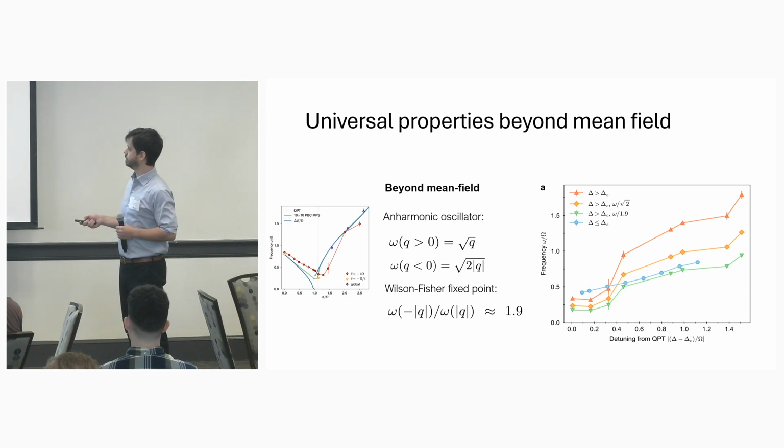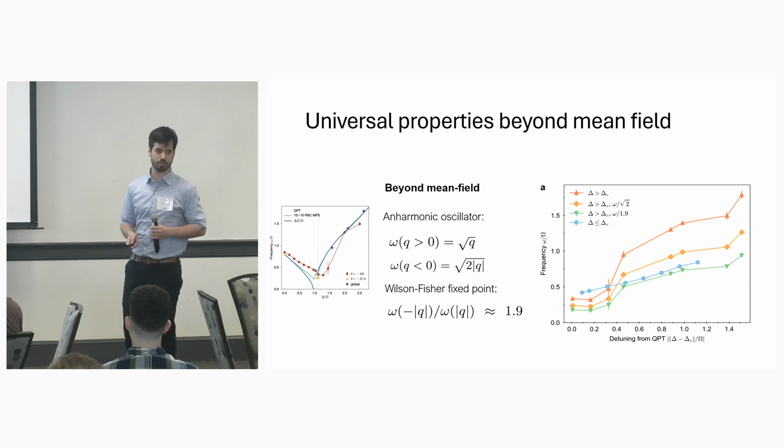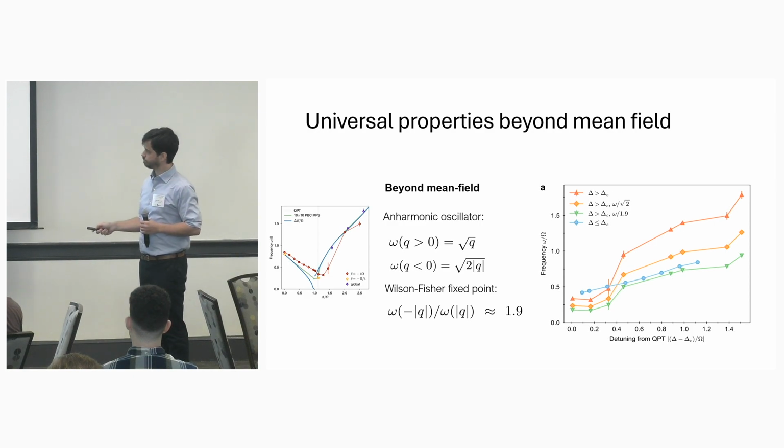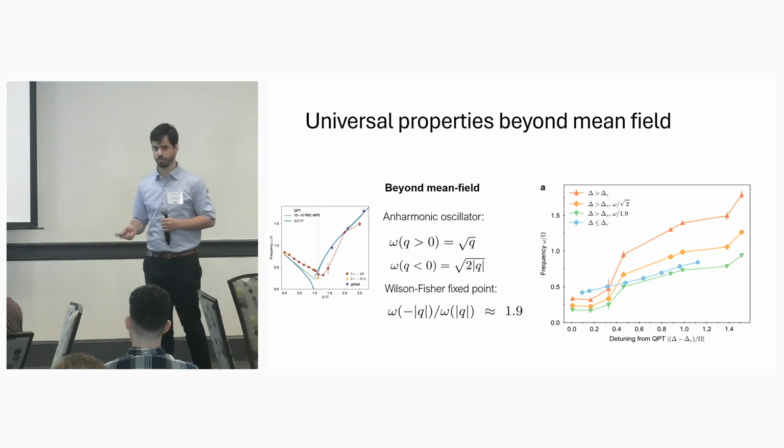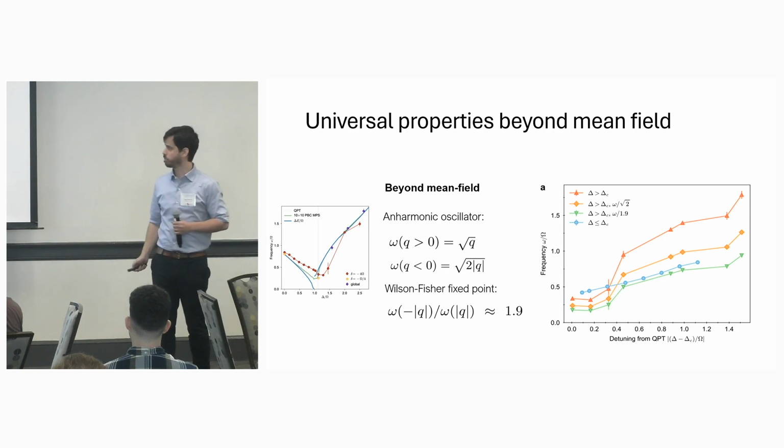And what you can see here is that, okay, so sorry. One of the other universal properties is the relationship between frequencies on the two sides of the quantum phase transition. So if we compare the frequencies on the disordered side and on the ordered side, you have some ratio, and it turns out this is universal, so it's unrelated to the specifics of the system.